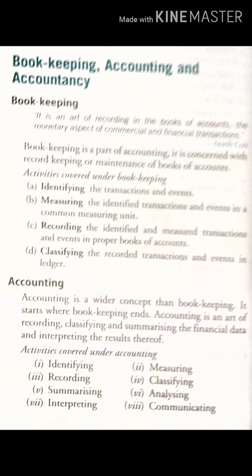Accounting is an art of recording, classifying and summarizing the financial data and interpreting the results thereof. What do you do over here? First and foremost, you do all the job of bookkeeping. What was the job of bookkeeping? Identifying, measuring, recording and classifying. So these four jobs you have to do. Next is summarizing. Summarizing means in short. You will not give the complete story, you will give information in short.